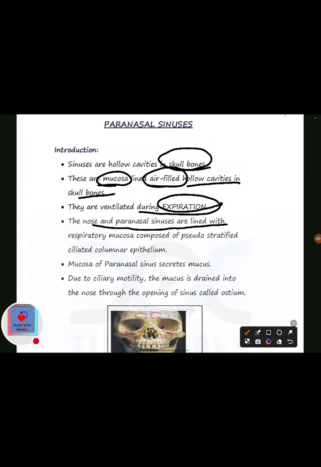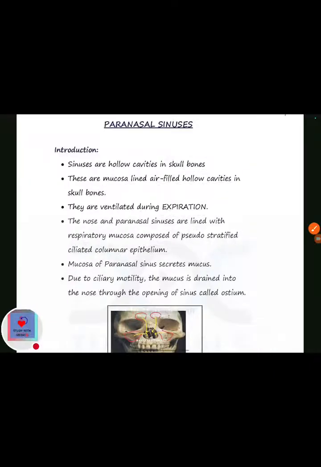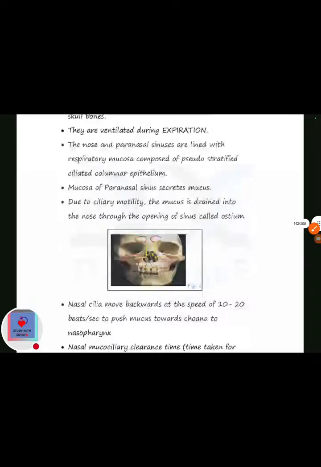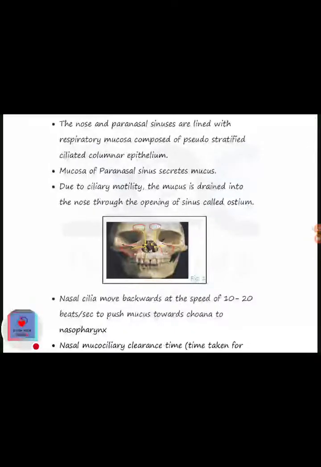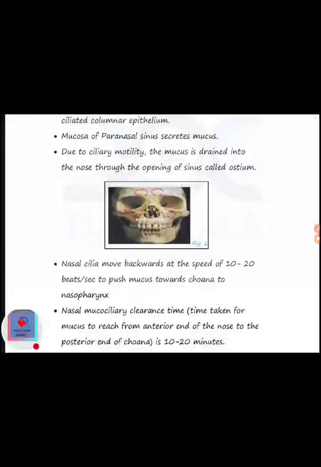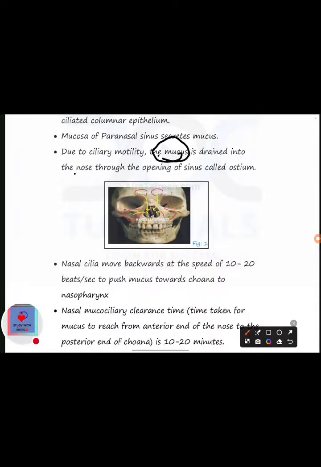The nose and paranasal sinuses are lined with a respiratory mucosa composed of pseudo-stratified ciliated columnar epithelium. So you see, the nasal cavity is lined by pseudo-stratified columnar epithelium. Similarly, the paranasal sinuses are also lined by pseudo-stratified ciliated columnar epithelium with mucosa. The mucosa of paranasal sinuses secrete mucus, and this mucus is drained into the nose through the opening of the sinus called the ostium, and it is swallowed then.